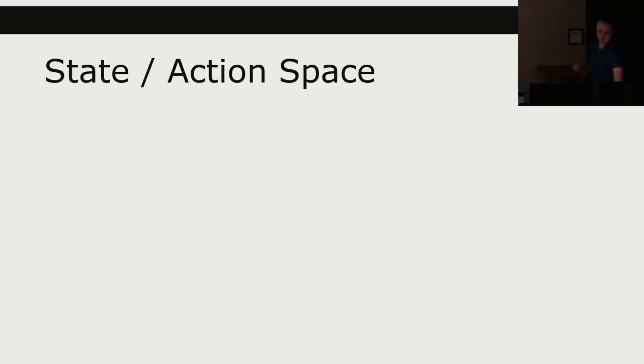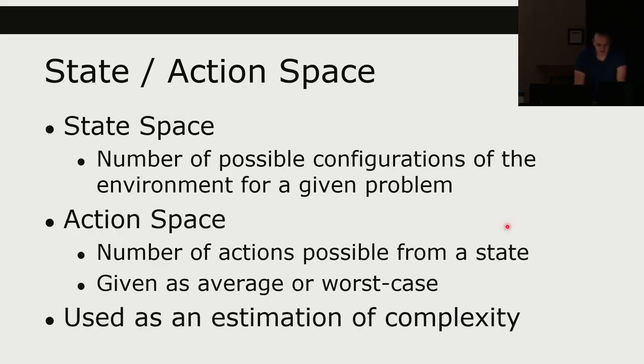Let's talk a bit about the state and action spaces. What does that mean? The state space is the number of possible configurations of the environment for a given problem. So how many different states are there? You just count them. The action space is the number of actions that are possible from a given state.